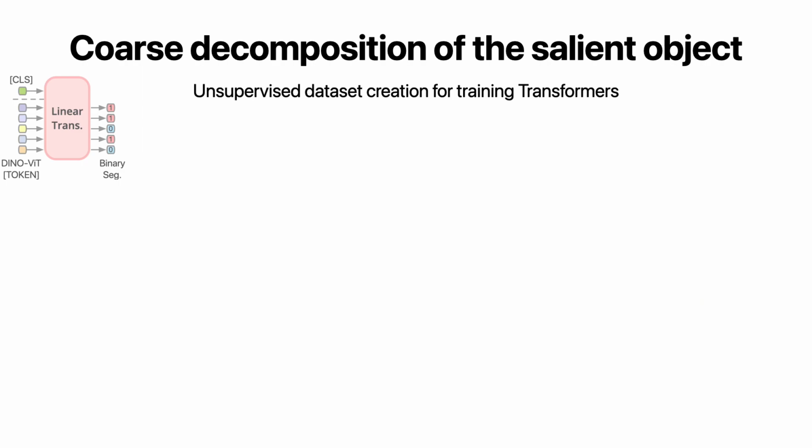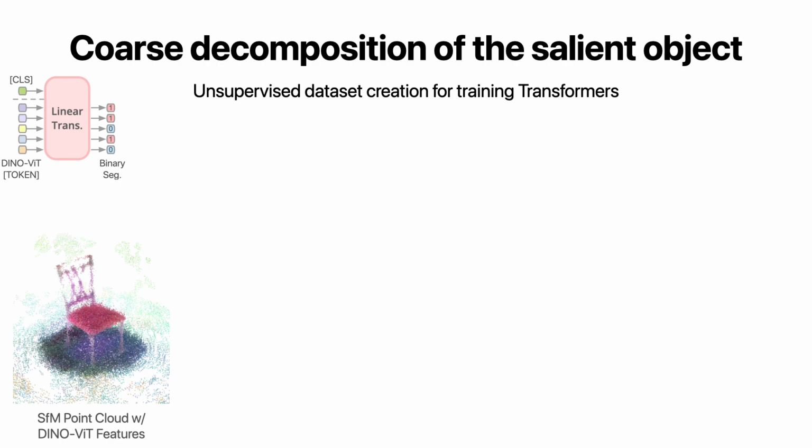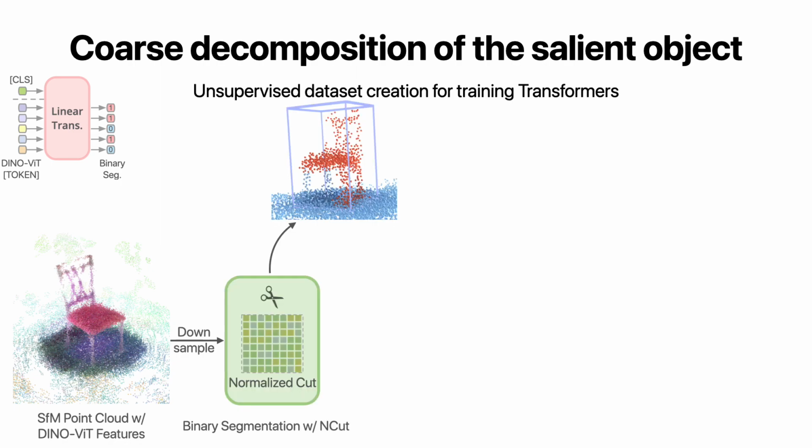A dataset is needed for training our proposed SfM segmentation transformer. We propose an unsupervised point cloud segmentation pipeline for automated dataset creation. Given the SfM point cloud with DINO ViT features, we first preprocess and downsample the point cloud, and segment it in binary with spectral clustering powered by normalized cut. The segmentations of normalized cut are sometimes noisy.